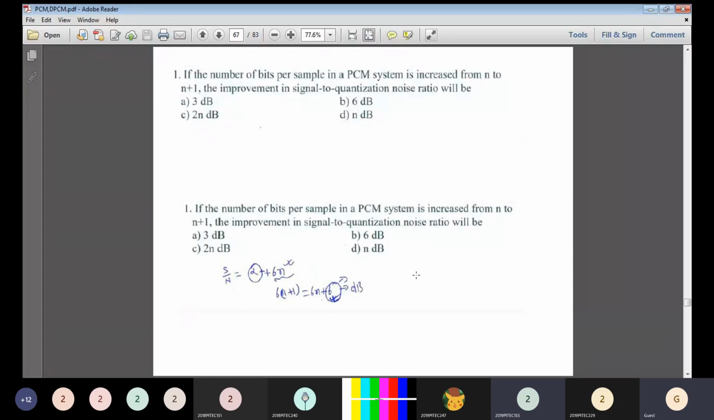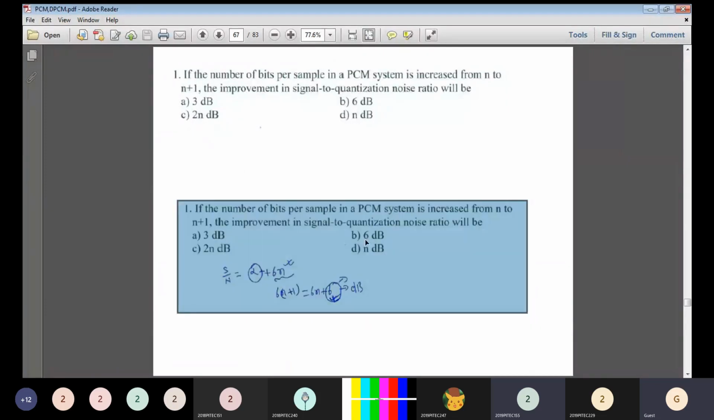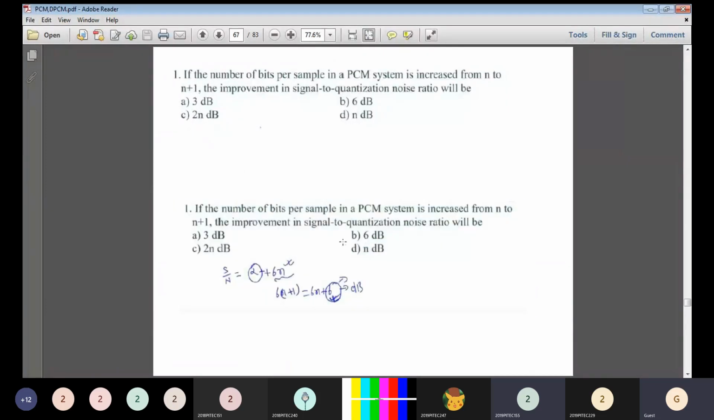So the answer will be, the improvement in signal to quantization noise ratio will be, how much will it be increased, 6 times it will be increased. So option B will be the answer. Option B will be the answer for the first problem.